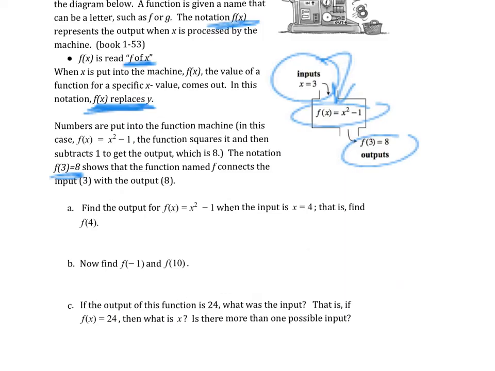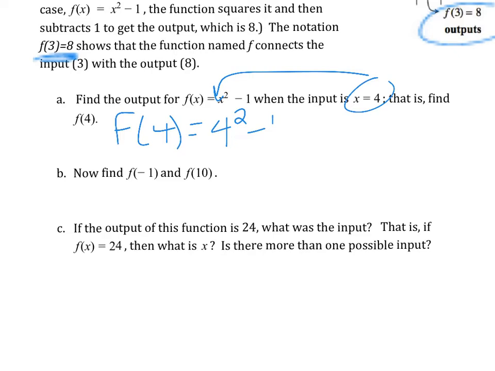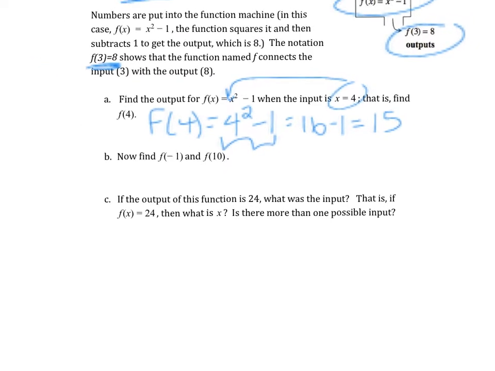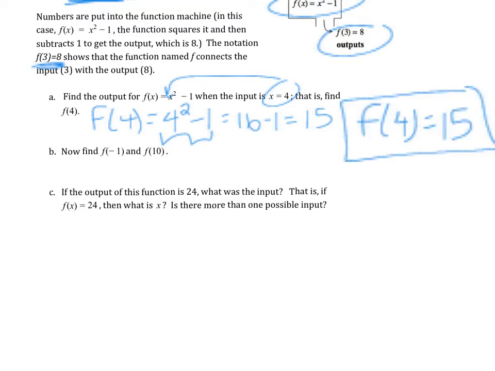So what we're going to do for problem A is we are going to use the same function machine, but now we're going to plug in the number 4 in for X. So you will see it says F of 4. Don't worry about that. That's just saying we're plugging 4 into the function. We're going to take 4 squared, or 4 times itself, minus 1. So we're doing this part here. So 4 times 4 is 16. 16 minus 1 gives us 15. So the way we write our answer is that F of 4 equals 15. So when we plug 4 into our function, we're going to get 15 as an answer.